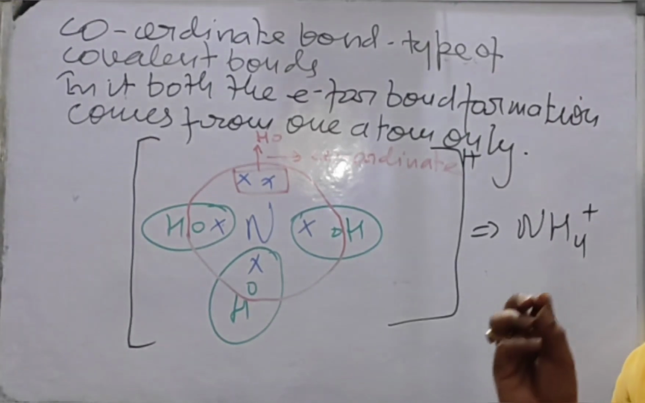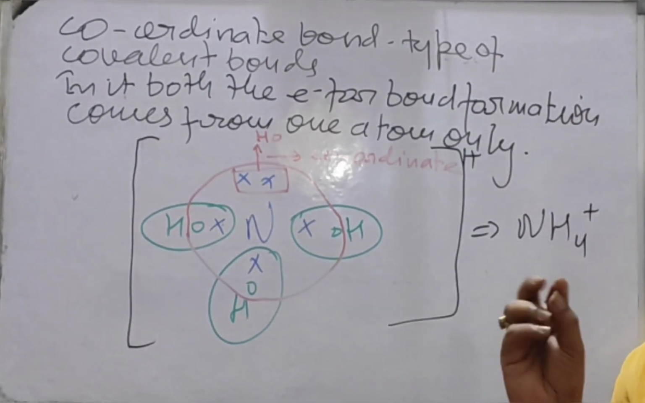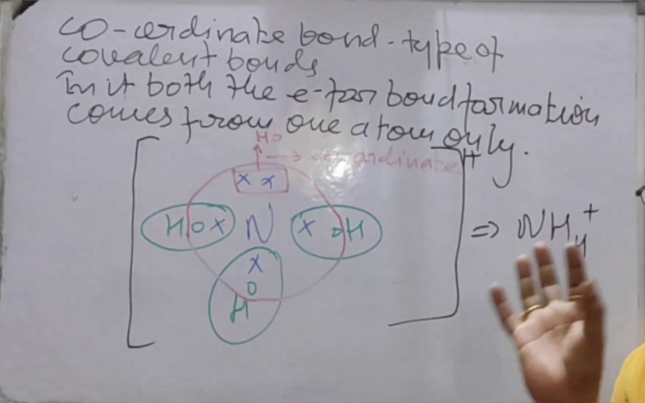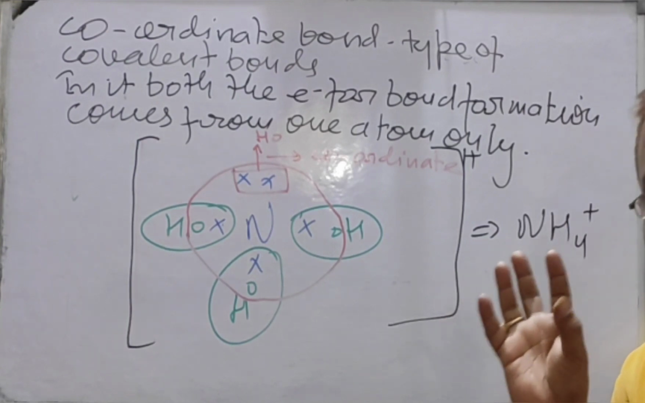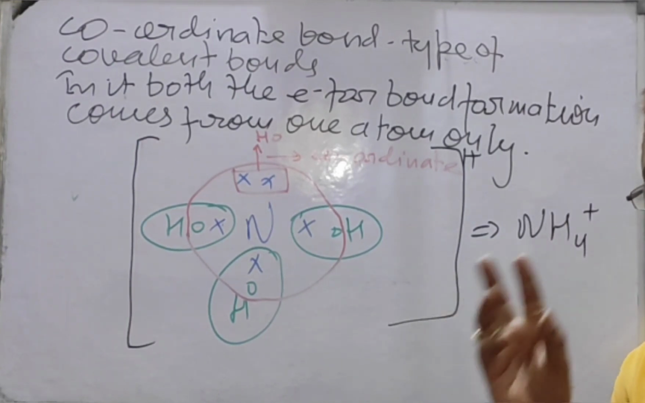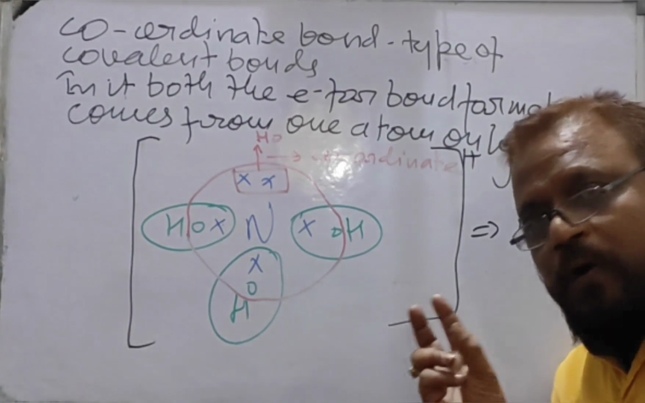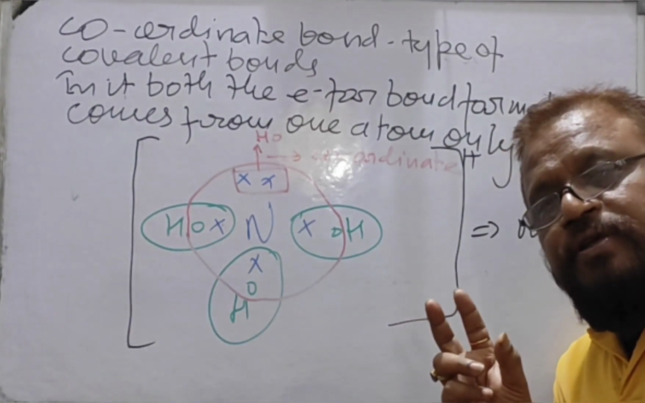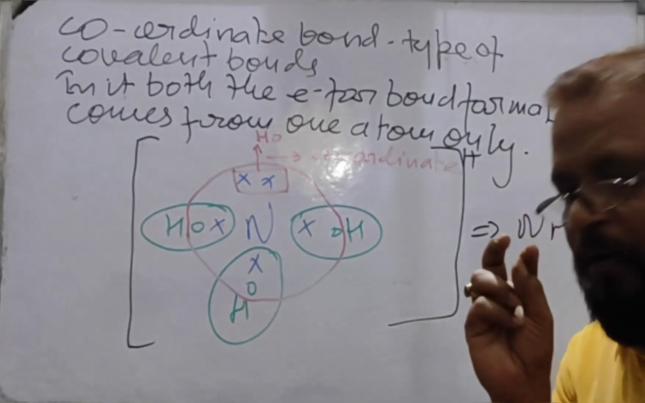Polar covalent bonds are formed that way. Coordinate bonds are formed just by sharing of electrons from one atom only. So this much we have about chemical bonding in brief.